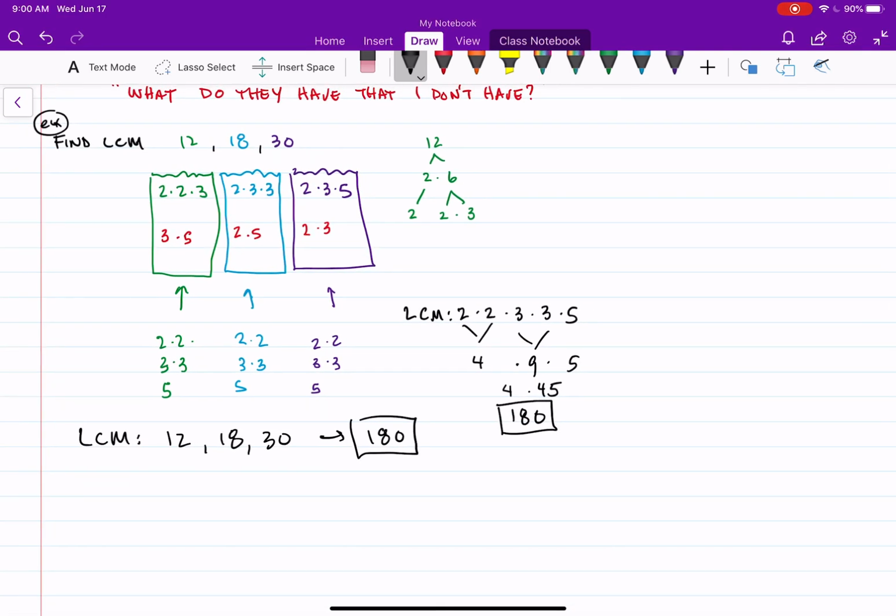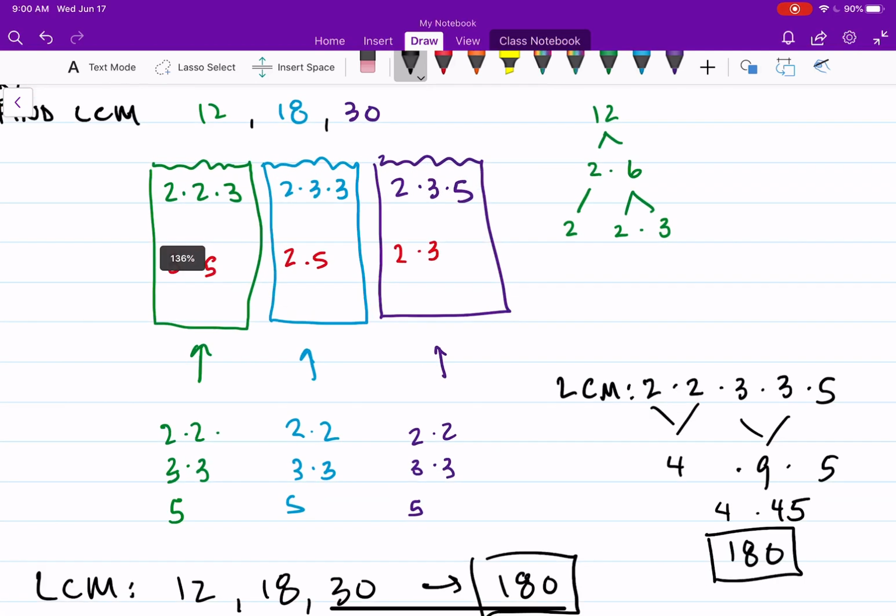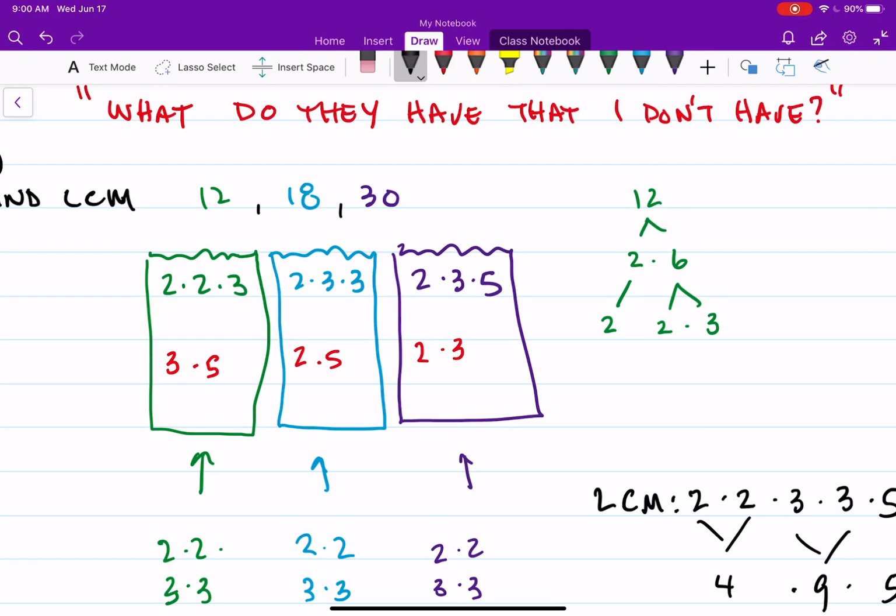Okay? So now, what I did here in red, if this was LCD, then I would multiply this by a 15, this by a 10, and this by a 6. And we notice that 12 times 15 is 180, 18 times 10 is 180, and 30 times 6 is also 180. And if you're wondering where I got the 15, 10, and 6 from, 3 times 5 is the 15, 2 times 5 is that 10, and 2 times 3 is that 6.